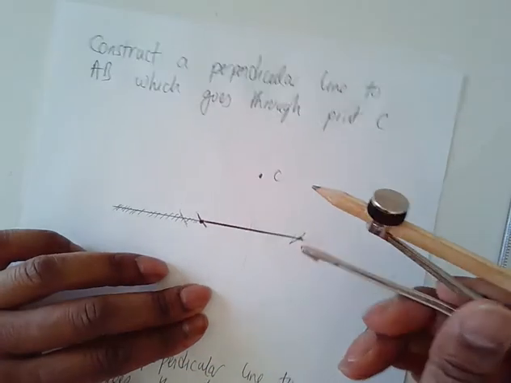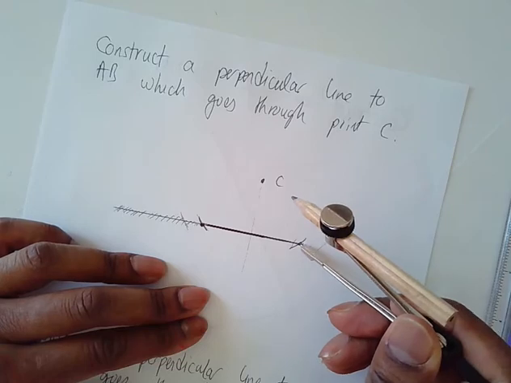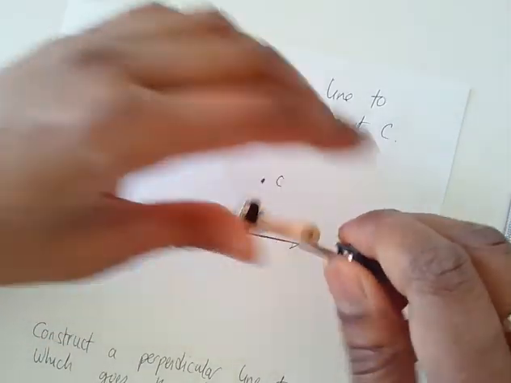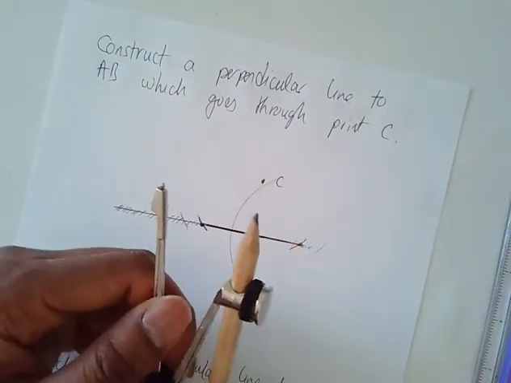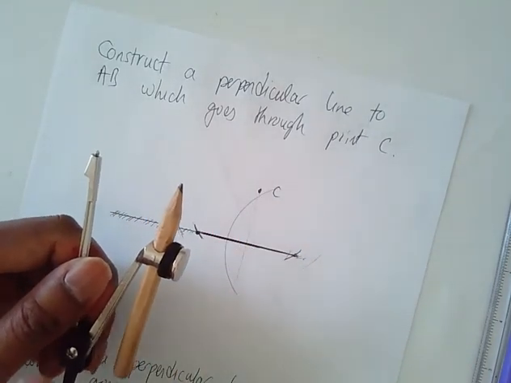We'll do the same thing now. Put the needle on one end, that dot there. Make sure it's more than halfway. That's good enough, and then draw the arc. Take it to the other side. Remember, if the size changes, rub that out and start all over again.